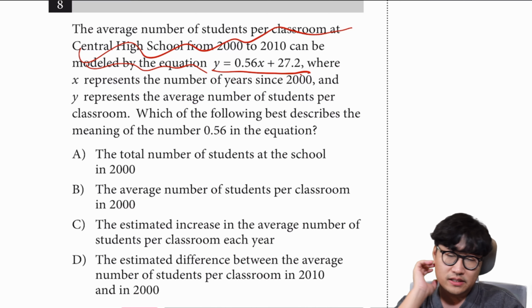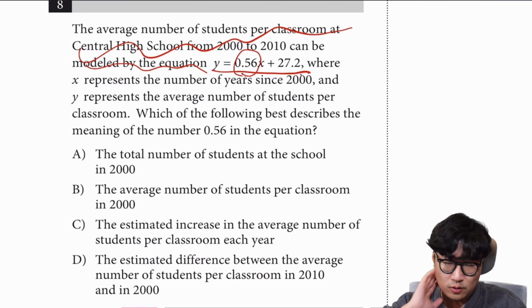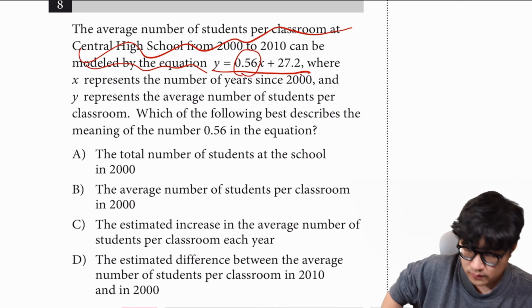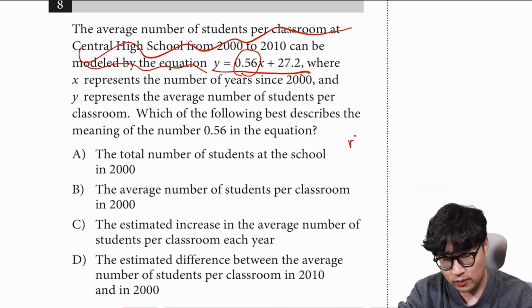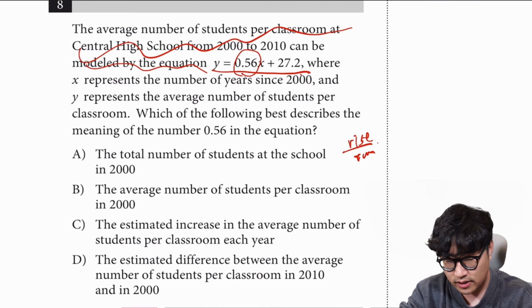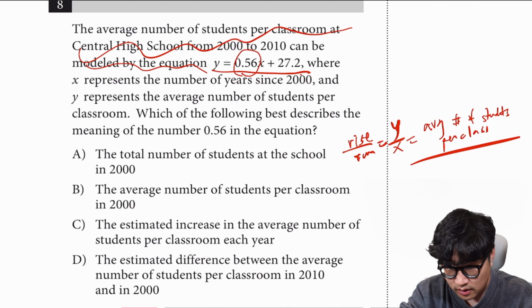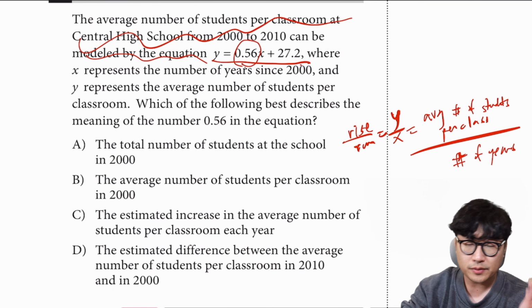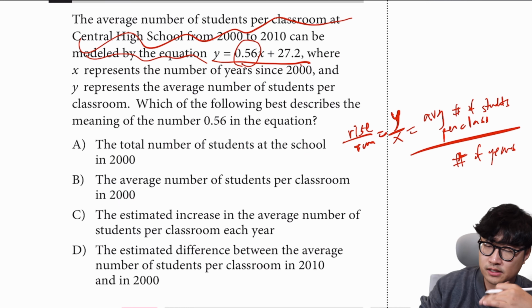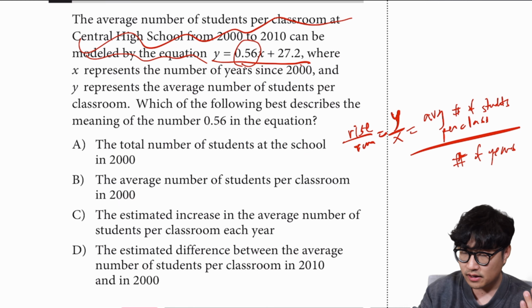Okay, so 0.56 has to do something with the slope, right? If you think about it, in this particular case, slope is rise over run, which essentially is y over x, which is the average number of students per class over, what is the x again? Number of years. So something about how the average number of students per class goes up by 0.56 every year.